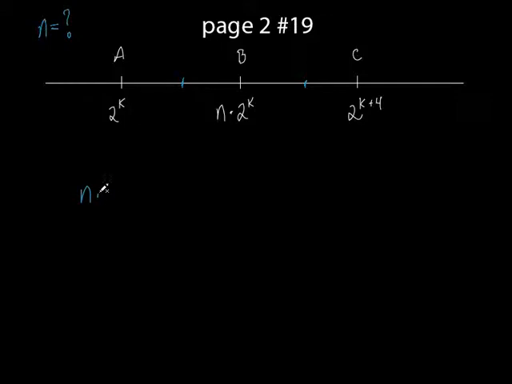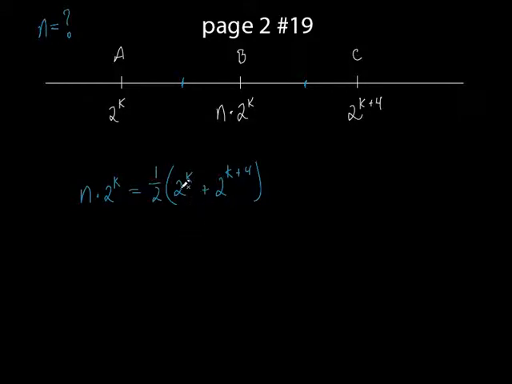So that means that n times 2 to the k is equal to, what am I going to do? I'm going to add them up and divide by 2, or take half of the sum of the two endpoints. So it's going to be 2 to the k plus 2 to the k plus 4. You could put this over 2 if you wanted to. Either way, it doesn't make any difference.